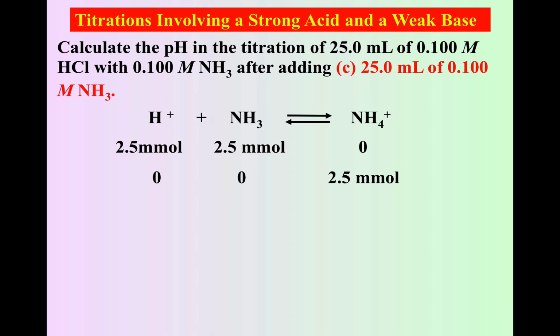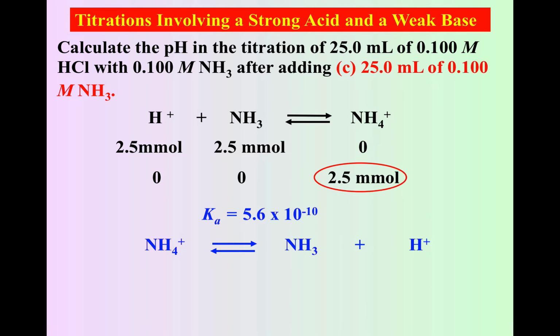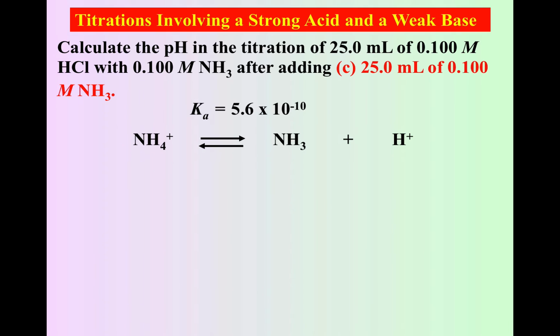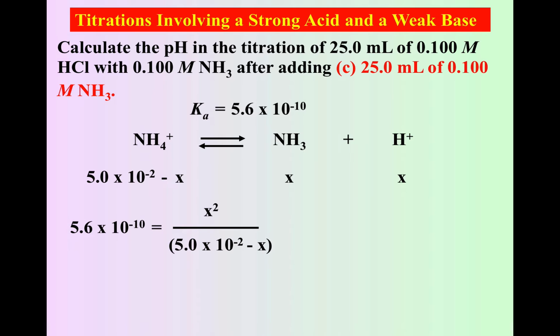So 2.5 millimoles divided by the 50 milliliters of solution I have. I'm going to get the concentration of the ammonium ion. I need the Ka value for ammonium ion to figure out how much it ionizes to form H+. So I'm going to lose X amount of ammonium ion, make X amount of ammonia, X amount of H+. Solve for X, right? That initial concentration doesn't change. Multiply both sides, take the square root of both sides, get X, take the negative log and get the pH.